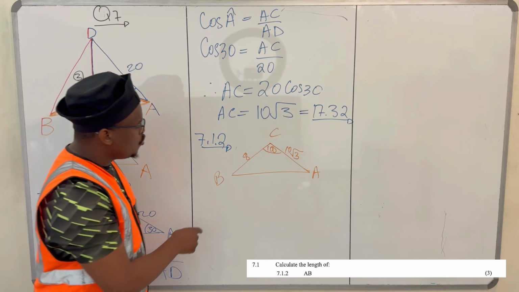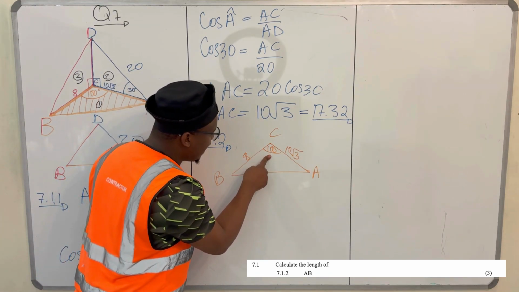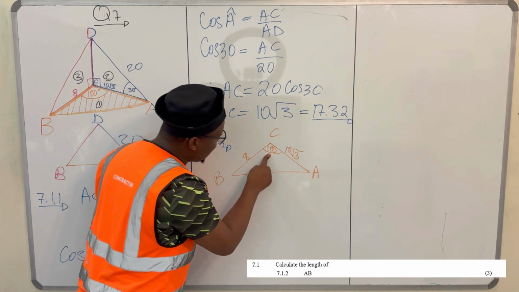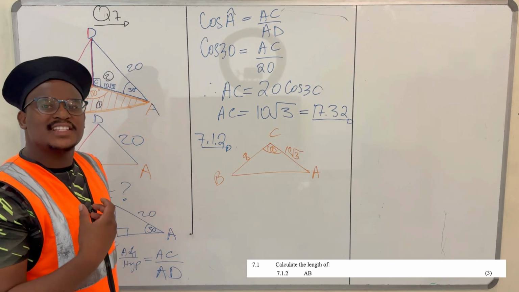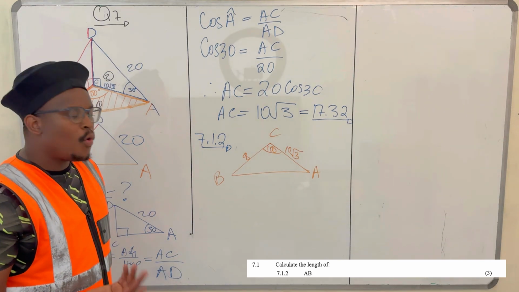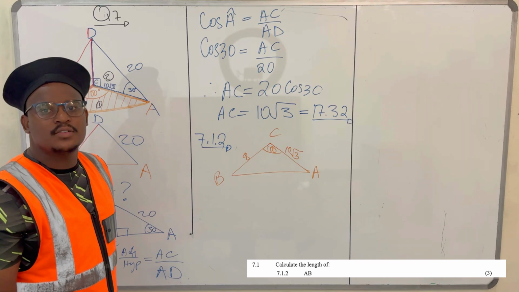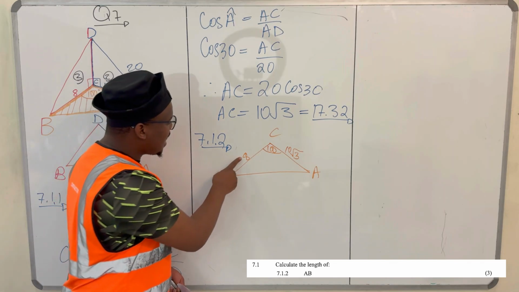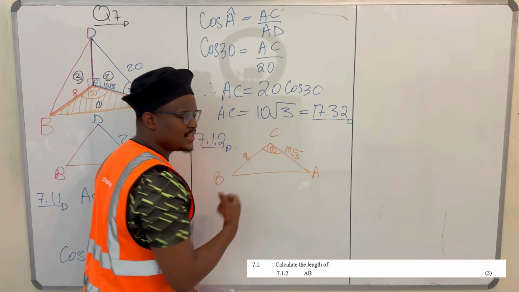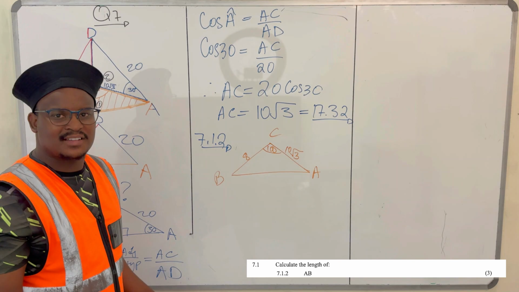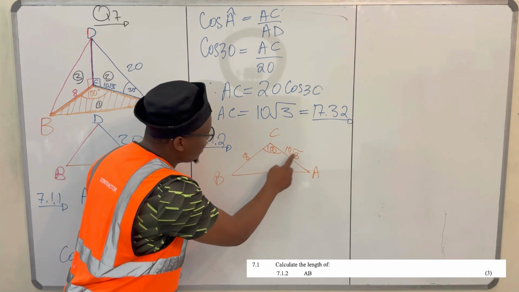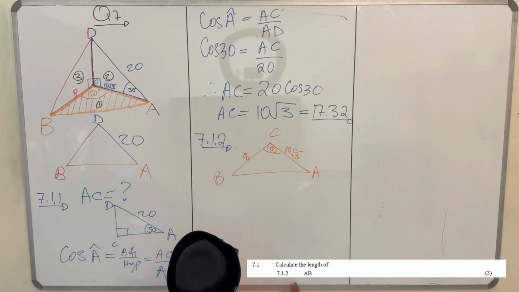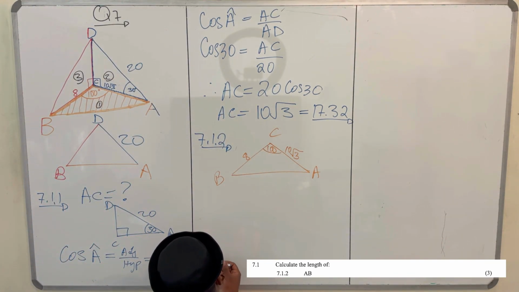So what do you have? You have a side, an included angle, and a side. So if you have a side, included angle, and a side, what do you use? You use the cosine rule. This is a perfect condition for a cosine rule. That's why the cosine rule works best when you have a side, an included angle, and a side. Side, angle, side. So what is our cosine rule?